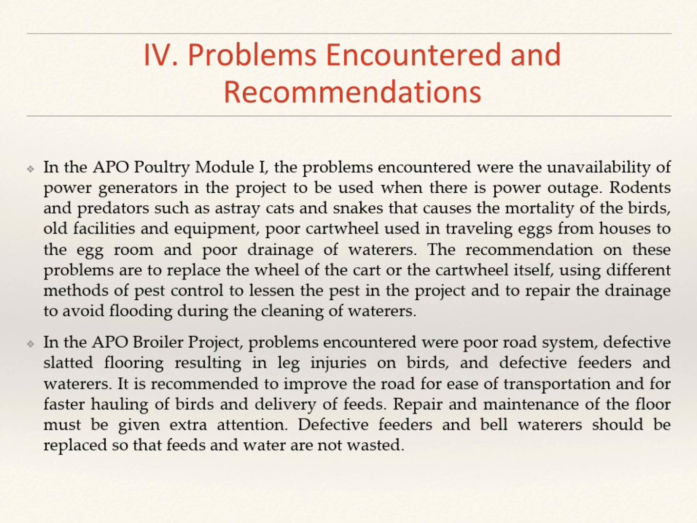For the fourth part of my presentation, we have the problems encountered and recommendations. In the APO Poultry Module 1, the problems encountered were the unavailability of power generators in the project to be used when there is a power outage, rodents and predators such as stray cats and snakes that cause mortality of the birds, and poor drainage of waterers.